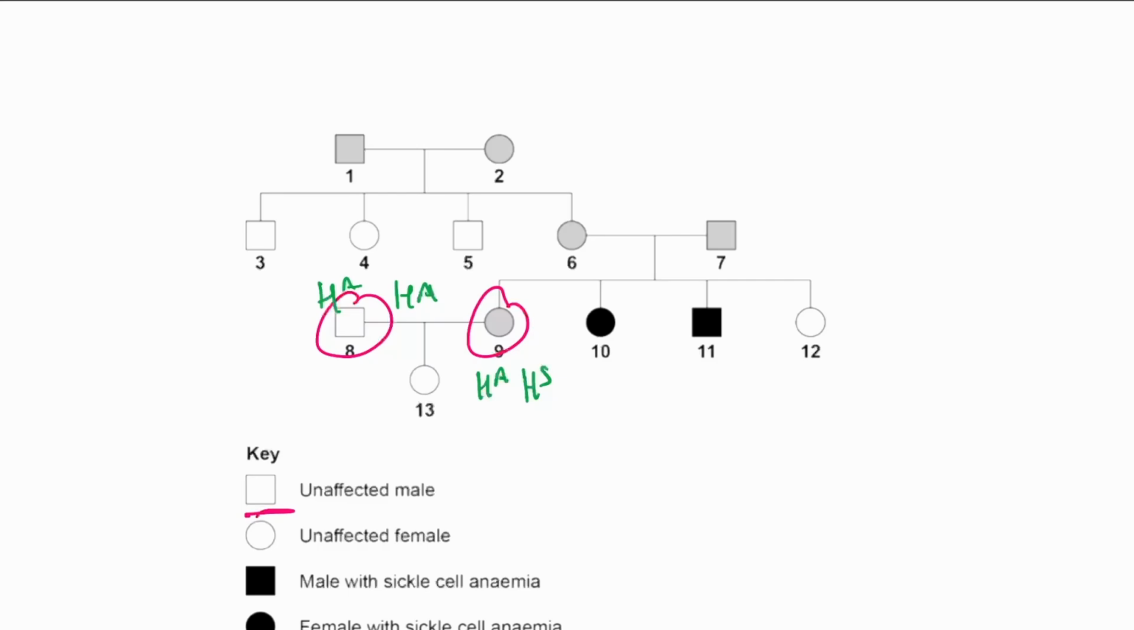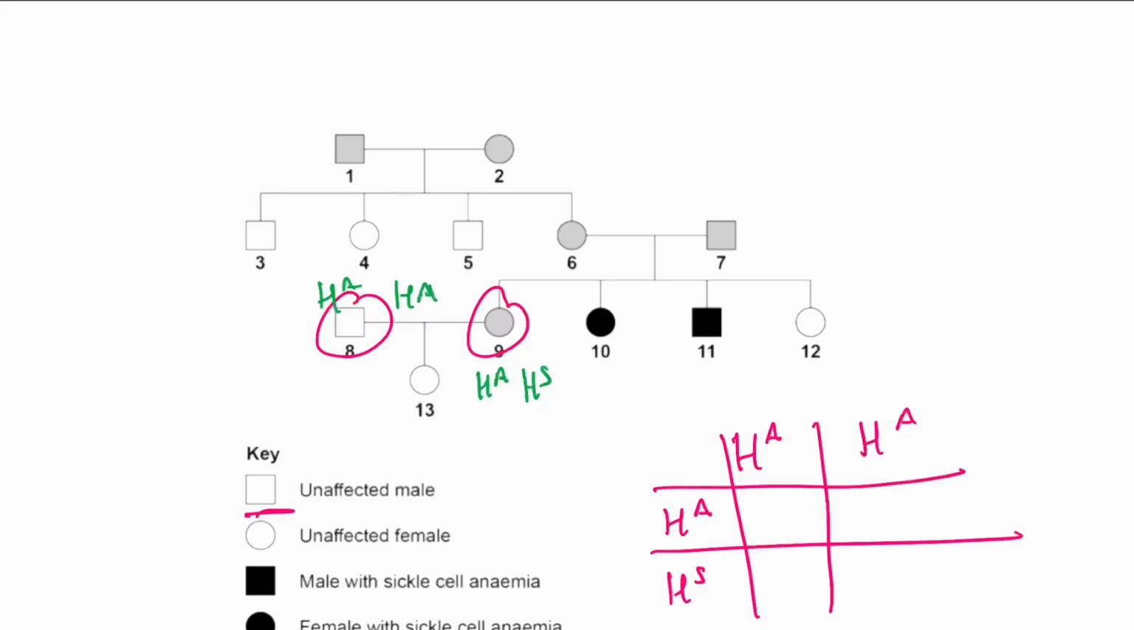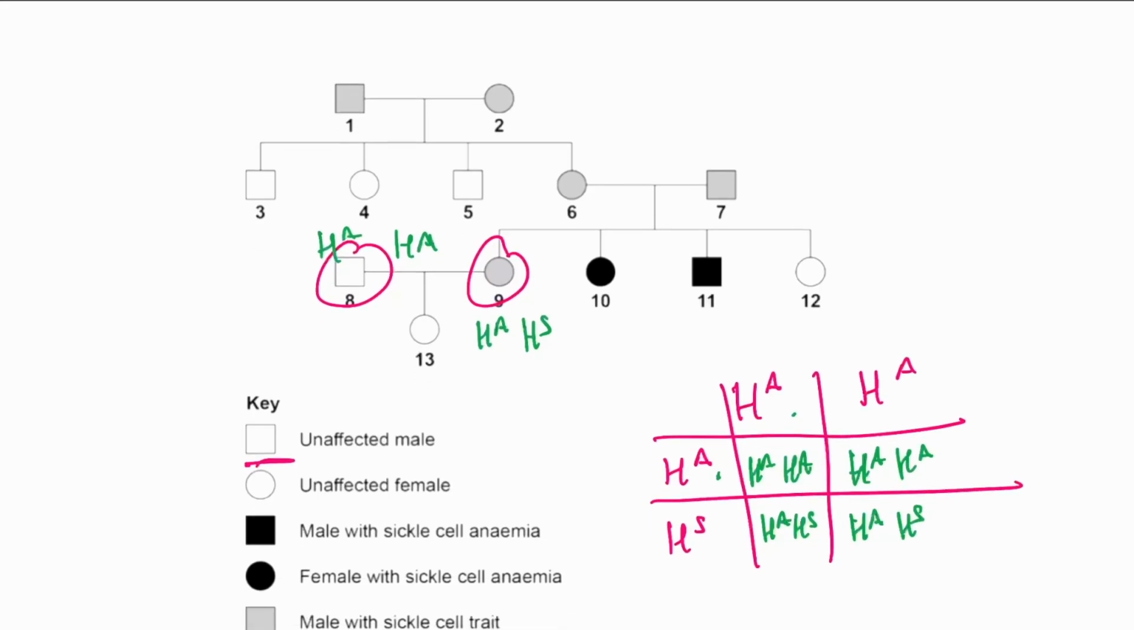So the first thing, we can put the father, which is the male, on the top. So he has HA, and we can put the mother on the side. So she has HA, HS. And then we can draw a Punnett square like this. And so when you have HA, you're just going to get HA in the middle, and the same thing is going to happen here. And then you're going to have HA, HS over here, and then finally HA, HS over here as well. Okay, so this basically tells us the different combinations of the alleles that we'd get.